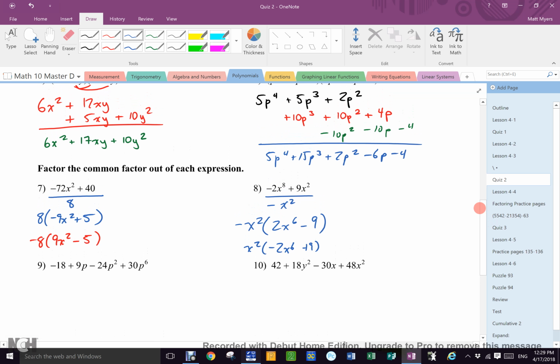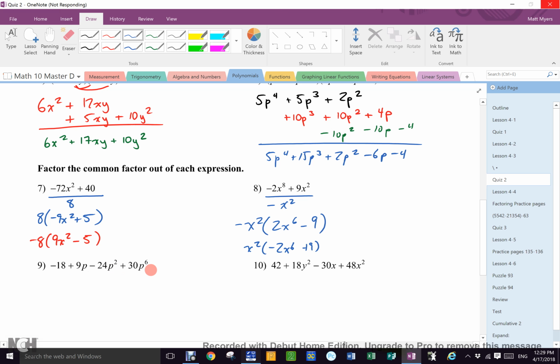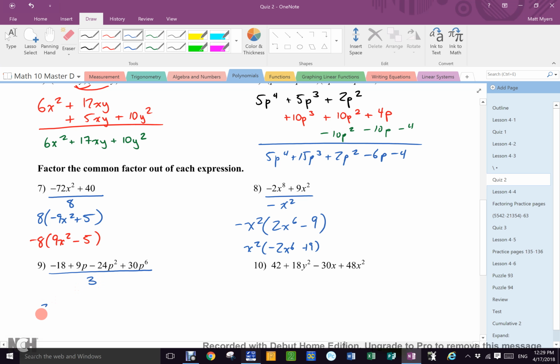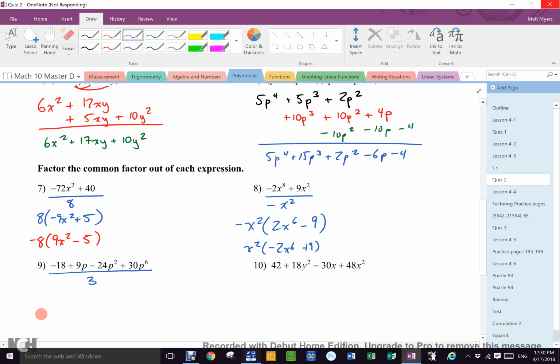Anything change in number 9? It's just bigger. I got to take out the numbers and the letters that go with everything. Well, right away I see that guy's only a number. So can I take out any of the letters? No, I can only do a number. What number goes into all of them? 3. So a 3 is coming out. And then I rewrite it with my GCF first, 3, and then all my answers. What's the first one? Negative 6. Keep going while my computer thaws.